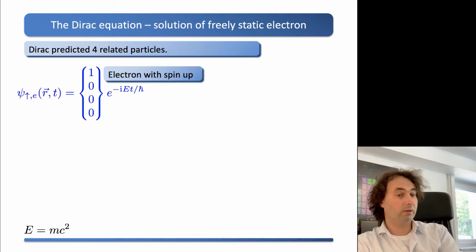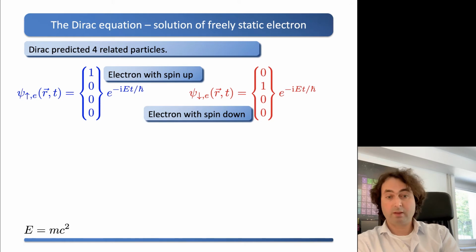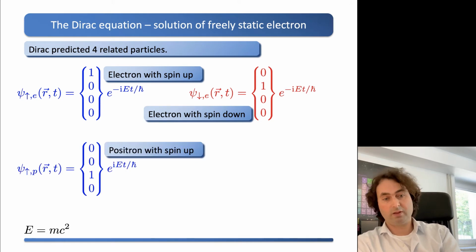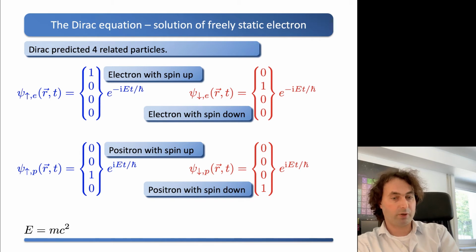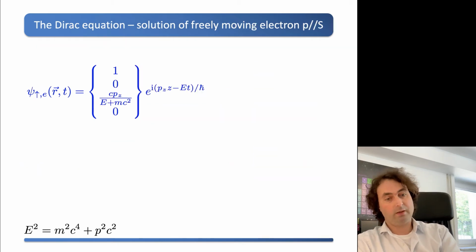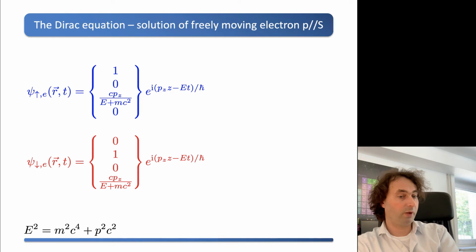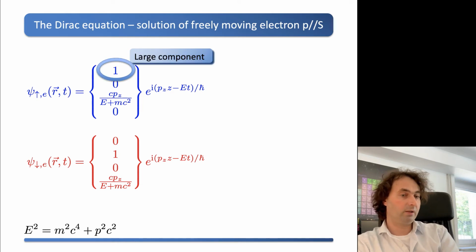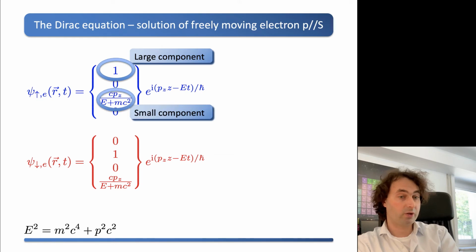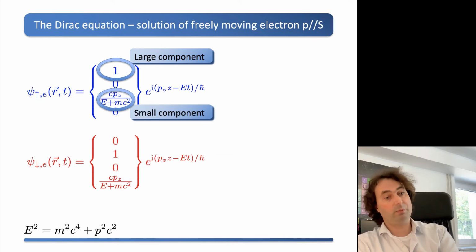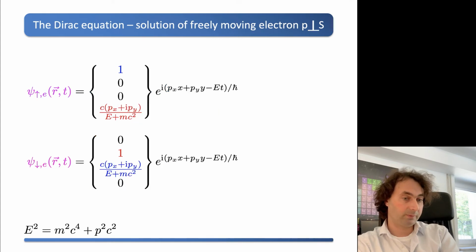We now find that there are 4 related particles. If you look at a particle with 0 momentum, then we have an electron with spin up, an electron with spin down, the positron with spin up, and the positron with spin down. And if you look at finite momentum, then depending on whether your momentum is parallel or perpendicular to the spin, you'll find a mixture between the large and the small component for your electron wave function with spin up and spin down, where we have the large component, in this case I didn't normalize my wave function, which is much larger than the small component because energies are small compared to mc squared.